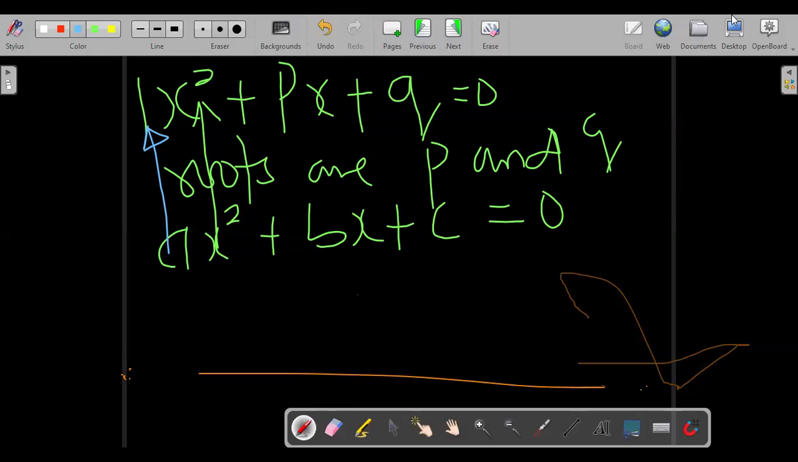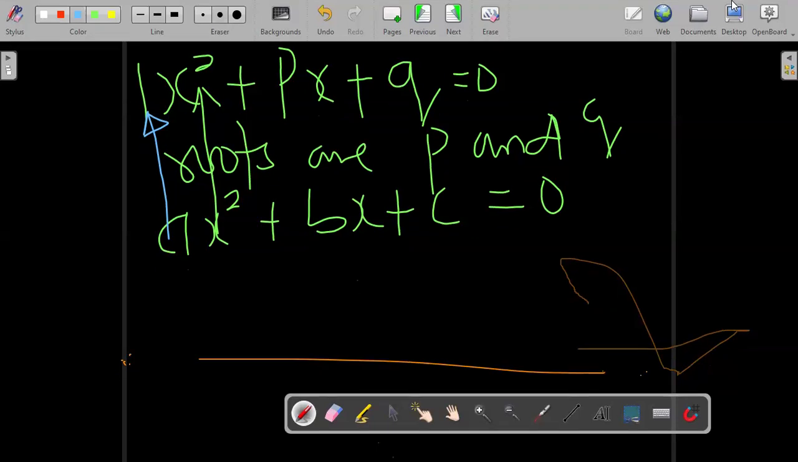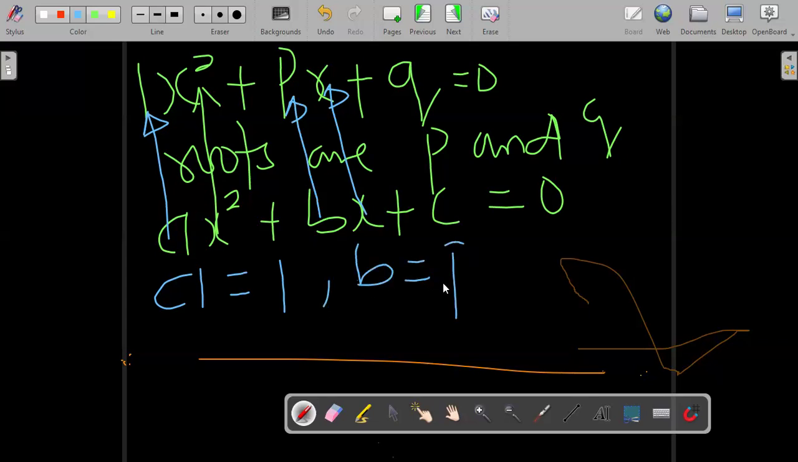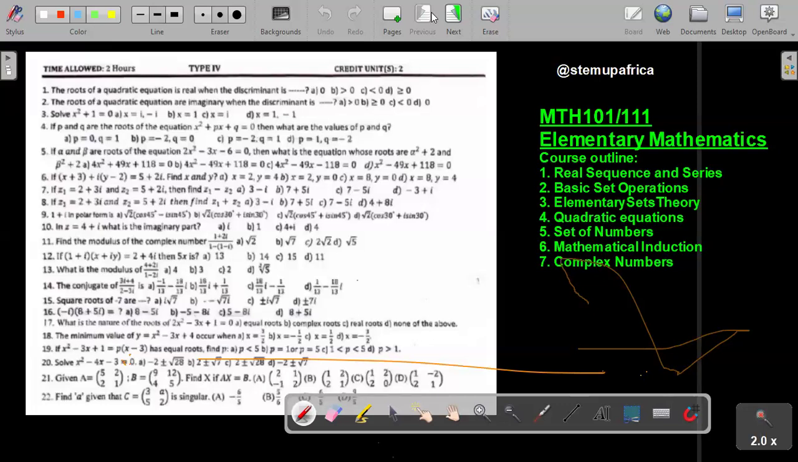So, sorry, I'm back. So let's compare now. If I compare the first variable, you agree with me that my a is 1. If I compare the second, x to x, where's my b now? My b is p. Then the value without x, my c is q. So the roots, they said, are p and q.